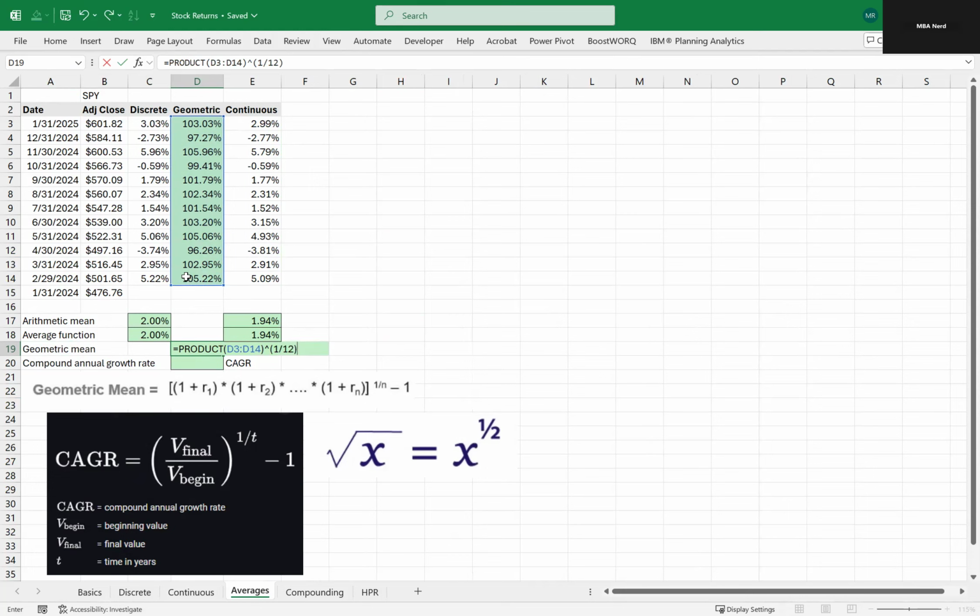There are 12 periods in this, and so we're raising it to the power of 1/12, and then subtracting 1 off the end of it to get our monthly geometric average, right? And there's another way to do this. It's basically the same thing as the discrete, only we're using this idea of taking it to the power of something. So it's the new price divided by the old price to the power of 1/12, or the number of periods between the two dates, minus 1, and that gives us the same thing.